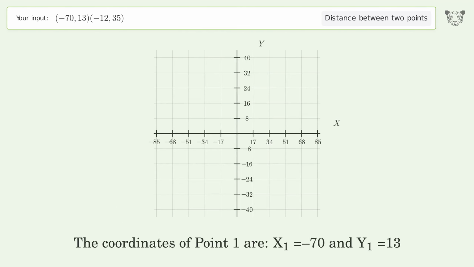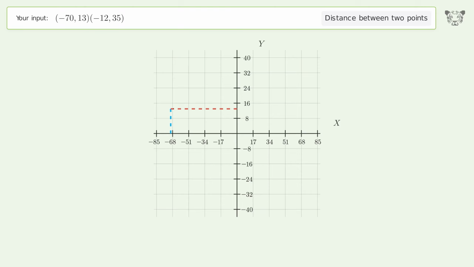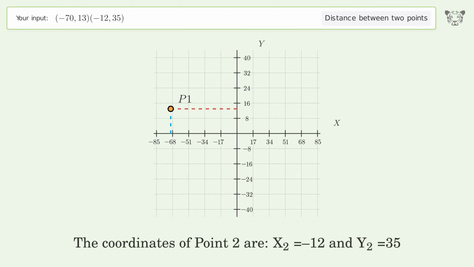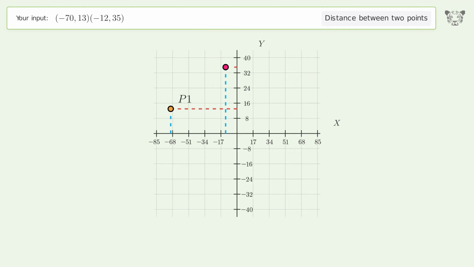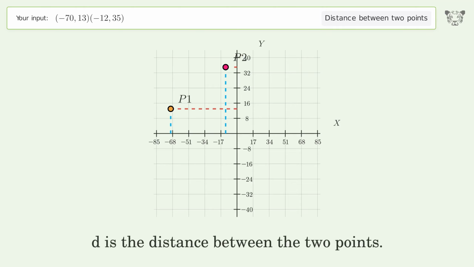The coordinates of point 1 are, x1 equals -70 and y1 equals 13. The coordinates of point 2 are, x2 equals -12 and y2 equals 35. D is the distance between the 2 points.